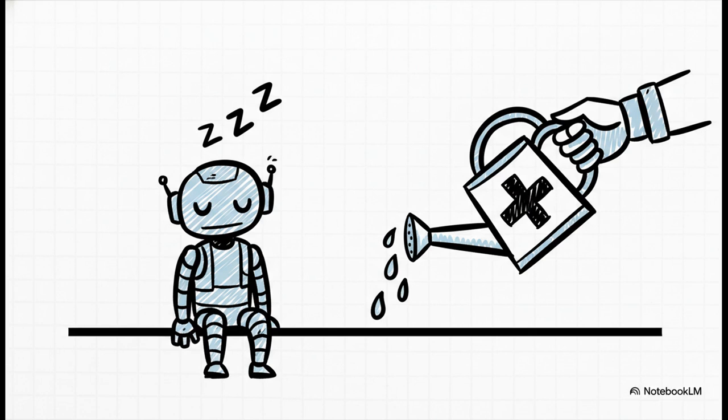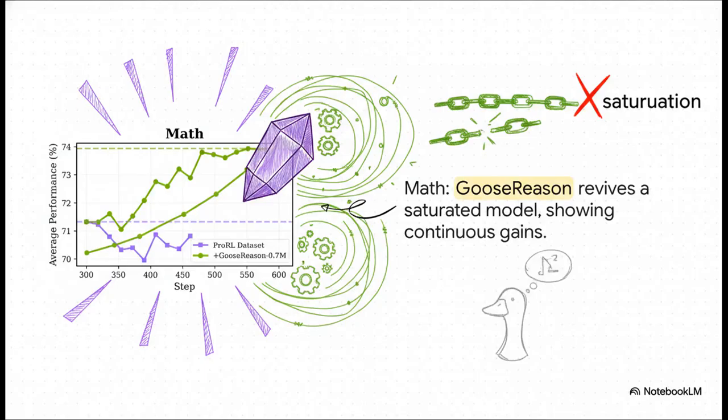So the first key experiment was to see if this new data could actually bring a plateaued model back to life. They took a strong open-source model that had already saturated on all the existing RLVR datasets and just kept the training going. The results in mathematics are just definitive. You can see the control model, the purple line, continuing on the old ProRL dataset. It's completely flat, total plateau. But then you look at the green line, the model trained with Goose Reason data. It shows robust, sustained improvement. It completely smashes through that saturation point.